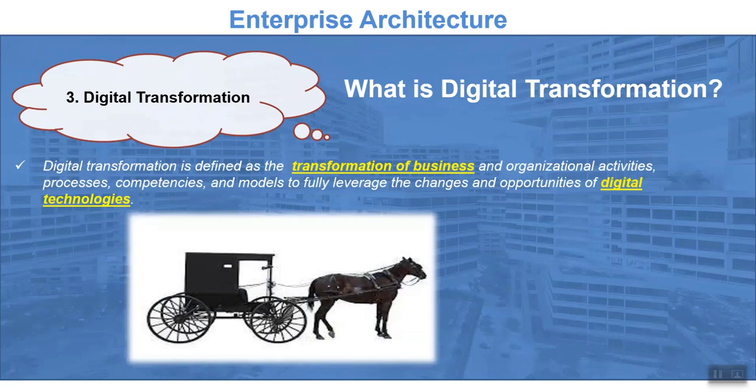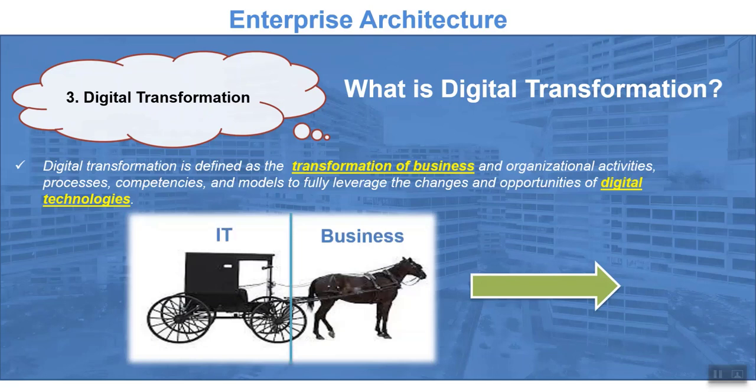At a high level, if we need to understand the relationship between business and IT, it's good to use this figure. In this figure, the horse represents the business and the cart represents IT. So it's clear that business is leading and IT is supporting.